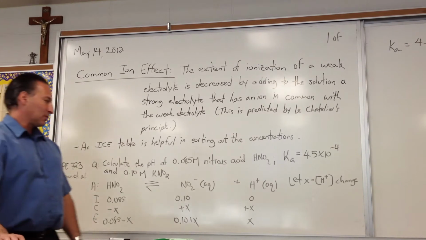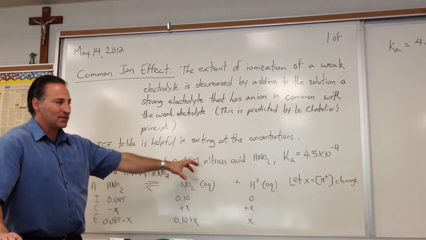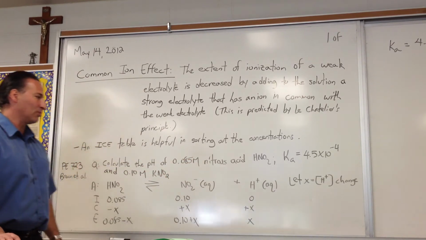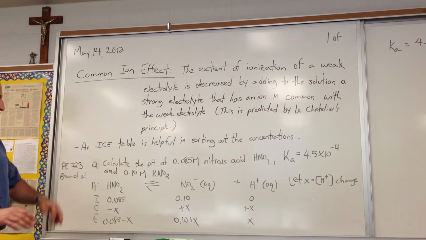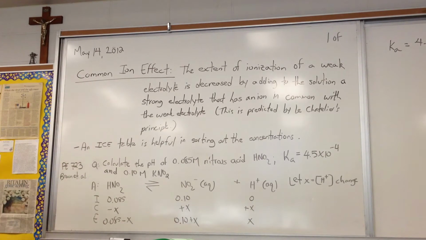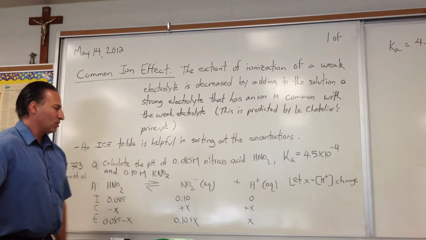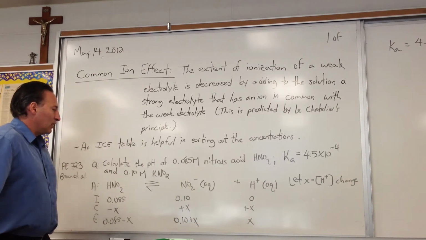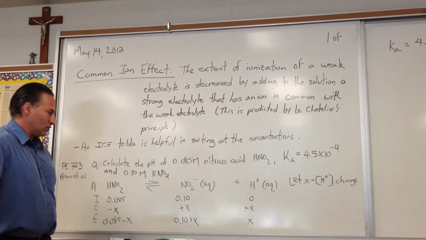Le Chatelier's principle tells us that if you disturb an equilibrium by adding an excess of something, the equilibrium will shift so that the excess substance is absorbed or diminished, so that we reestablish the equilibrium or come closer to reestablishing the equilibrium concentration. In this case, we are told that a 0.085 molar solution of nitrous acid has 0.1 molar potassium nitrite added to it. So what is the effect going to be on the pH?